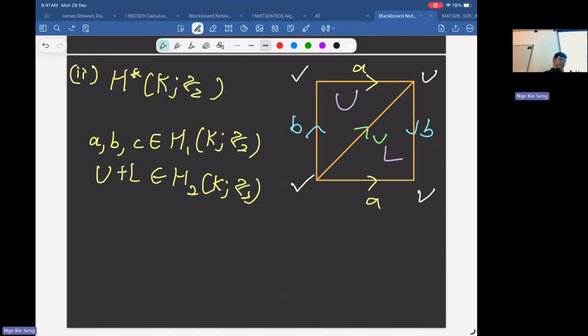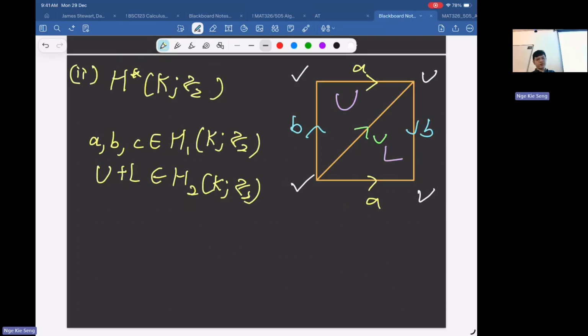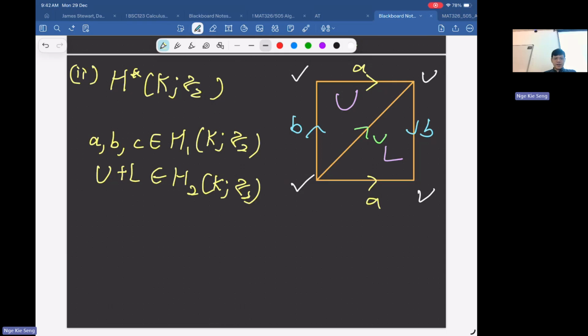I think, did we write this down before? I think last time we computed with coefficient Z, right? So maybe you need to try with Z2 to see this. Then we can try and compute what the boundary maps are on these dual elements. We can maybe compute all of these together and see what happens.